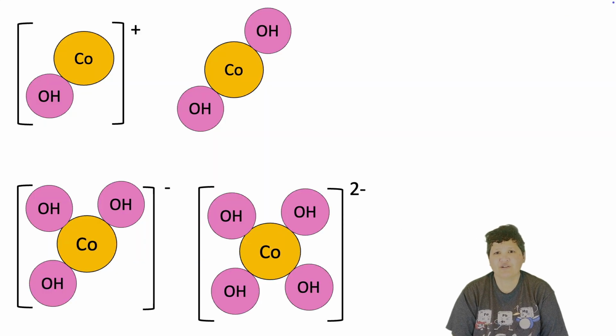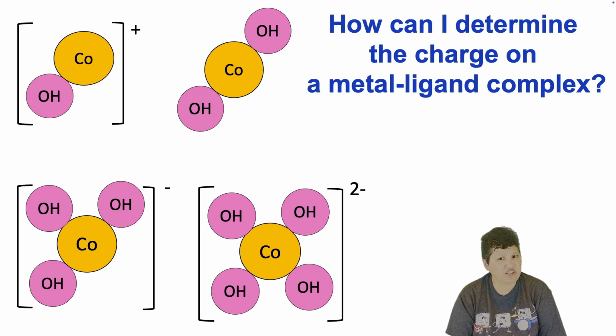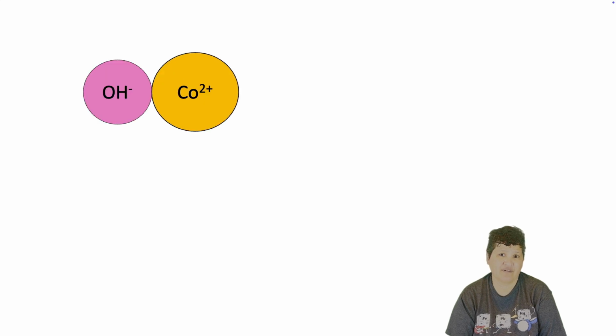So you probably noticed that each of the cobalt hydroxide complexes I showed you earlier had a different charge. Which leads me to another common question that I often get from students. How can I determine what charge a particular metal-ligand complex will have? The way to find the charge on a complex is to add up the charges of every single component that makes up that complex.